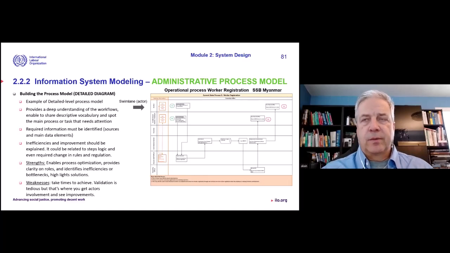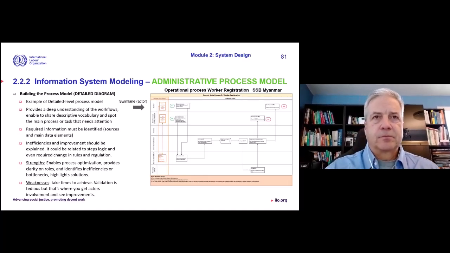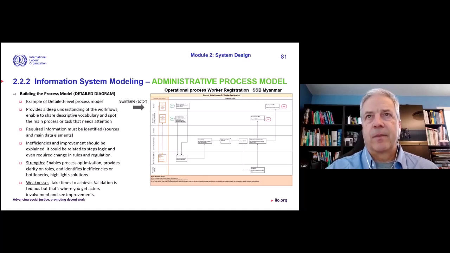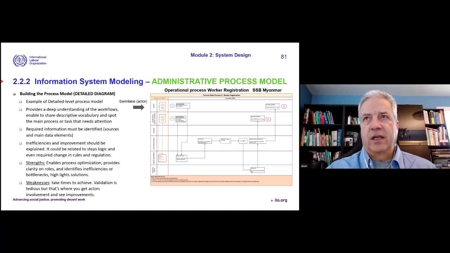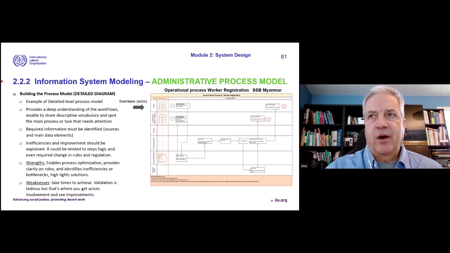So you need to identify the workers that are covered by the program. The first thing that has to be done is the registration. It can be done by the employer of the worker or by the worker itself. So we see here all the tasks that are involved in the registration of a worker. You see that lines are crossing multiple departments and multiple steps of registration and checking and so on.